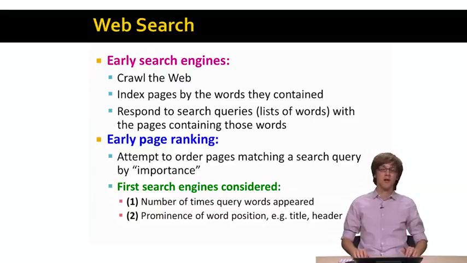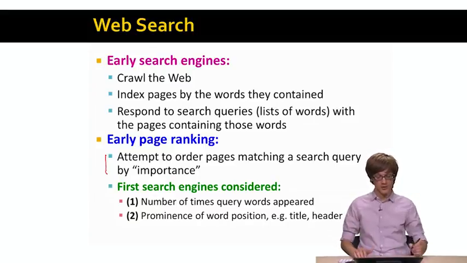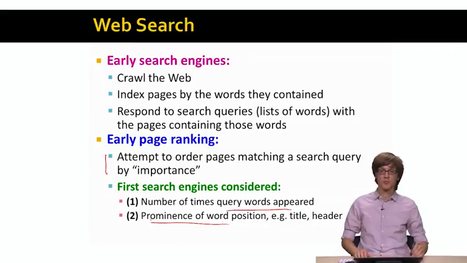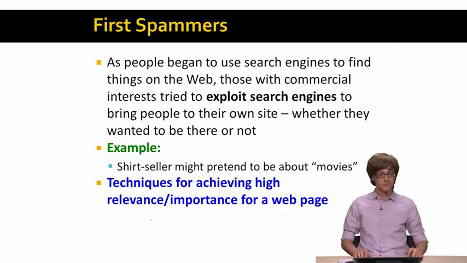So the idea for the initial ranking was to attempt to order pages matching a search query by importance, which means the search engines would consider the number of times query words appeared on the web page, and maybe also the prominence of the word position, whether that word was in the title or in the header of a web page. So now that also allows us to nicely spam and exploit this idea.